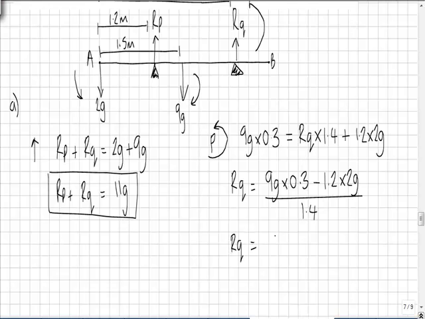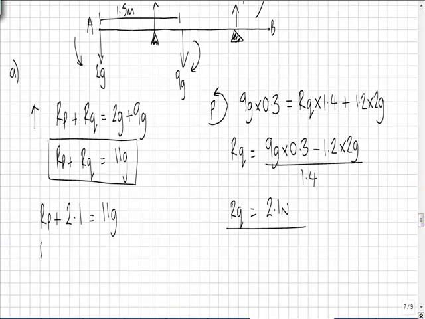Substituting into a calculator, you should find that RQ is 2.1 newtons. Now we have RQ, we can substitute that straight into our first equation. RP plus RQ, which is now 2.1, is equal to 11g. And we can see that RP is equal to 11g, subtract 2.1. The reaction at P is equal to 105.7 newtons.